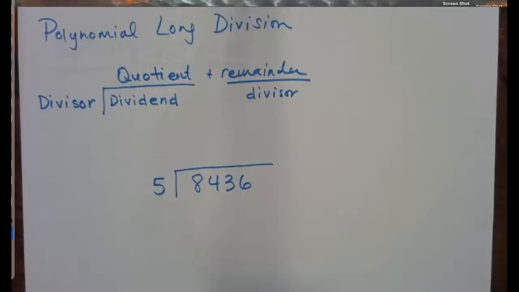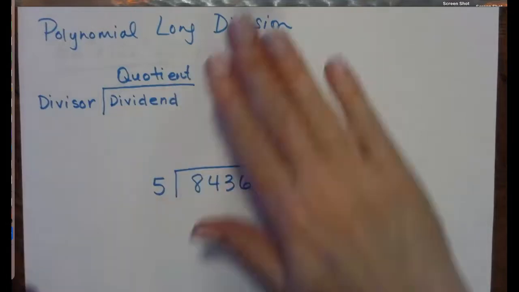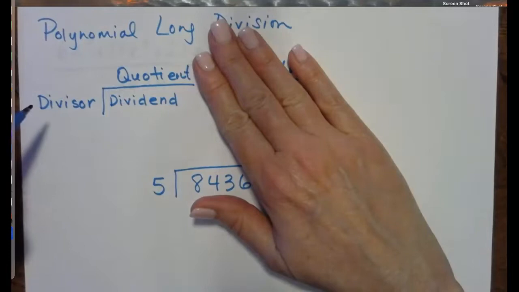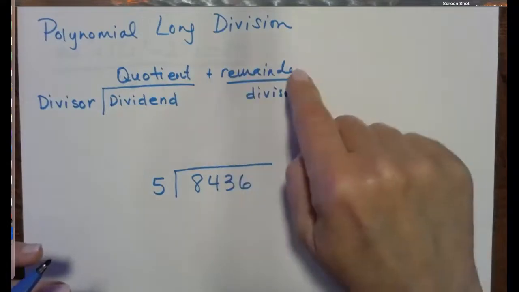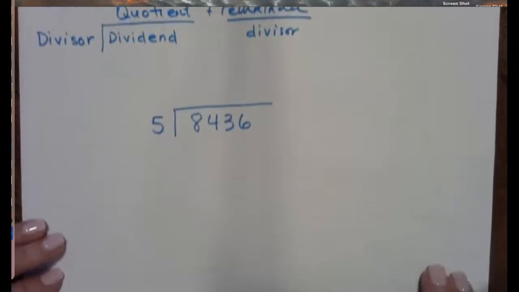Hi friends, we're going to be looking at polynomial long division in this video. On this very first page, I've just got a reminder of some of our vocab here. When we are dividing, we have the dividend under the house. The divisor is what we're dividing by, and then we get the quotient plus the remainder out of the divisor. So I'll be using those words over and over again.